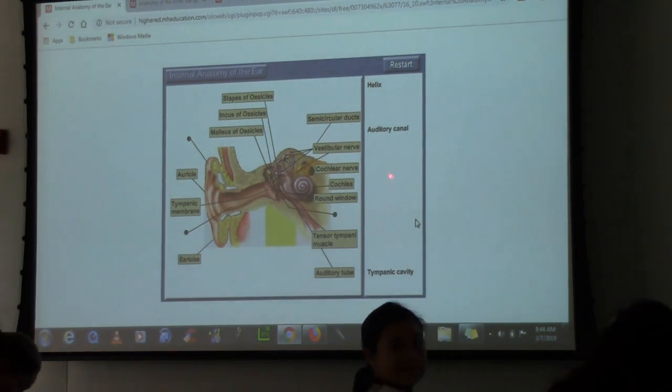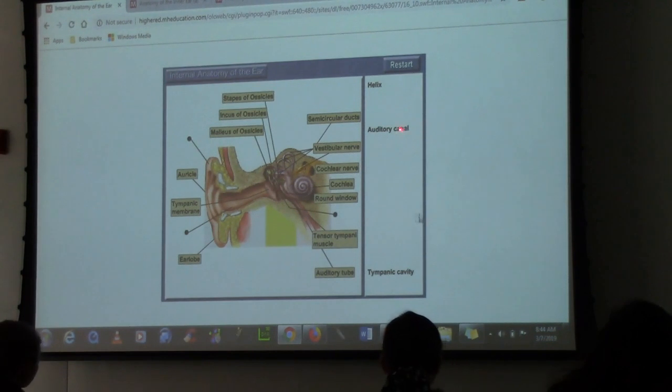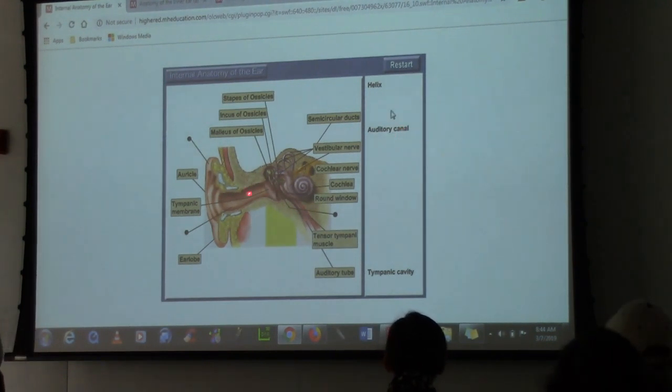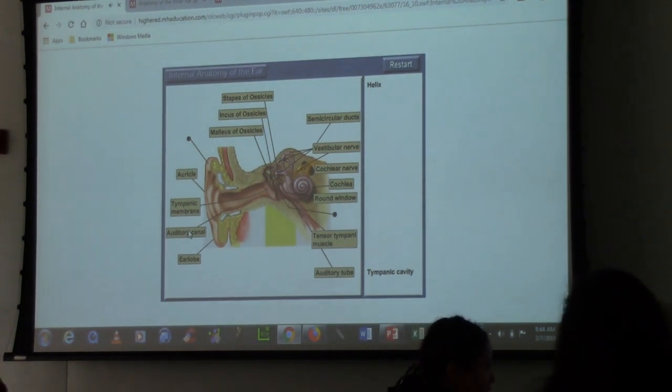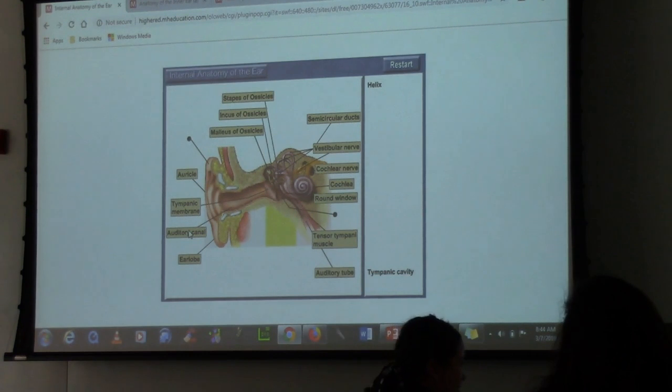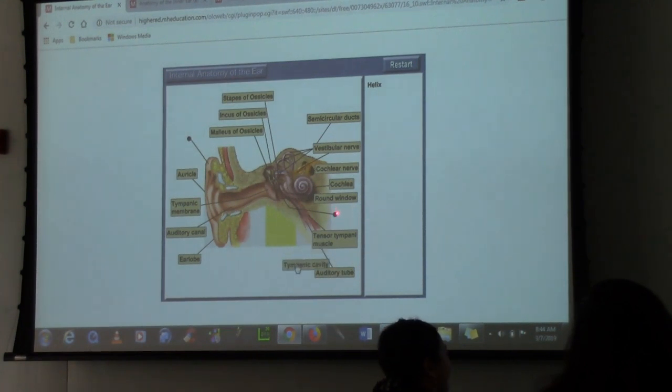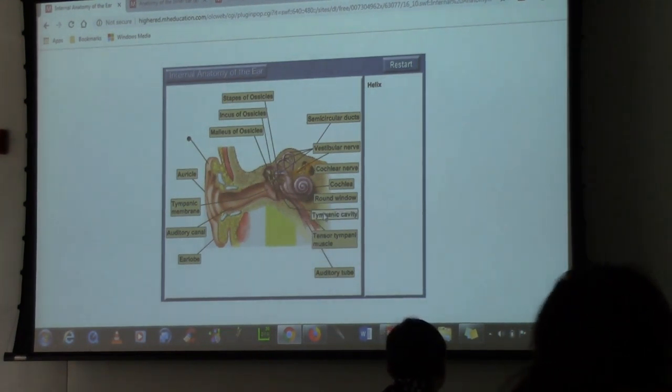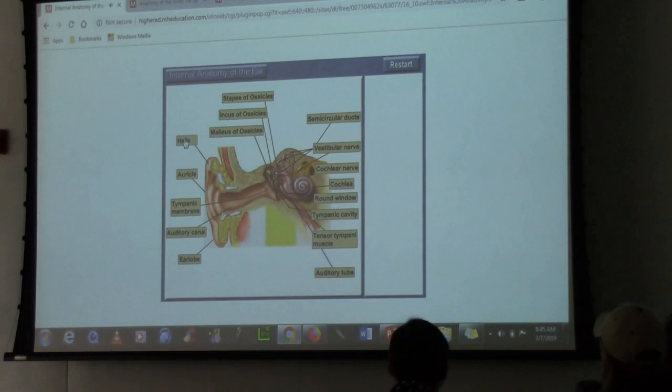The auditory canal is this one. Yep, the auditory canal is the tube. It's not a tube, it's the canal from the external ear to the tympanic membrane. Tympanic cavity, which one? Yeah, that'd be that one, right? And the helix is the name of the top of the auricle.